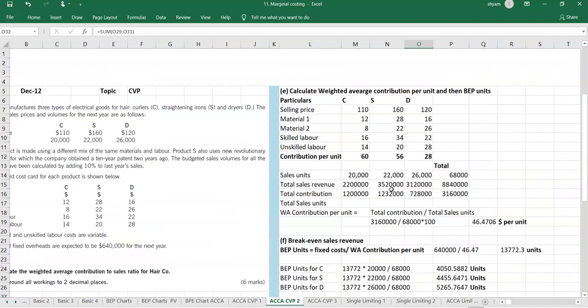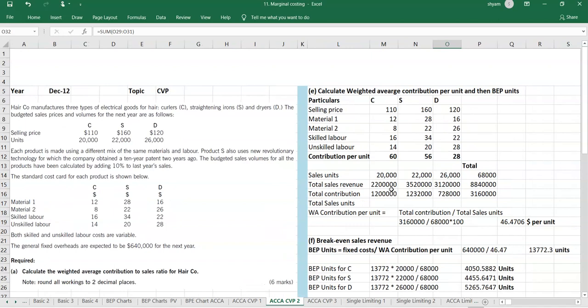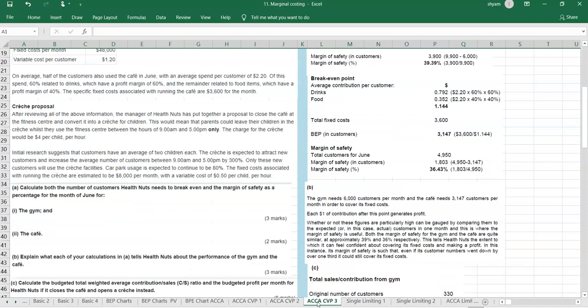We'll move on to the next one. These are quite complex problems, so ensure that you understand this, because it might be useful in places where you are required to work out a weighted average break-even point. So we'll move on to the next problem.